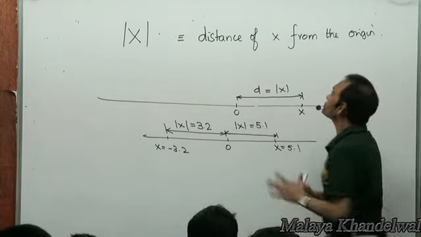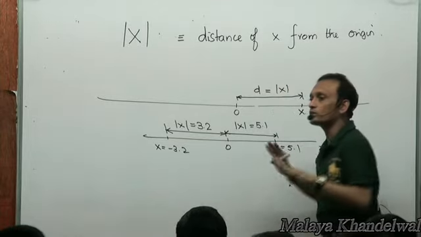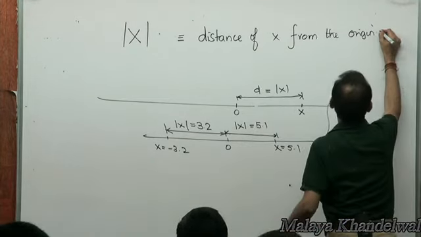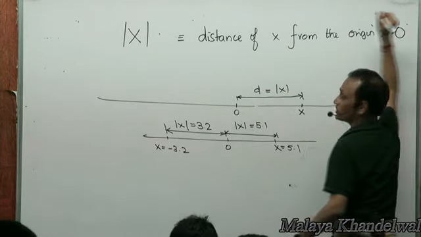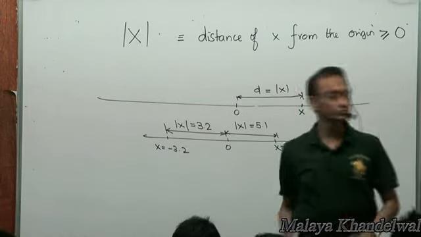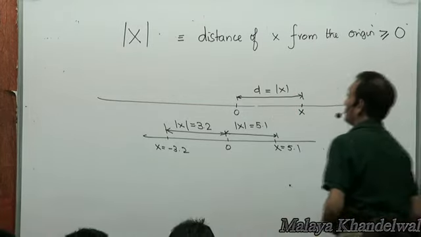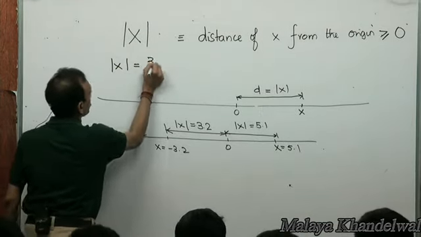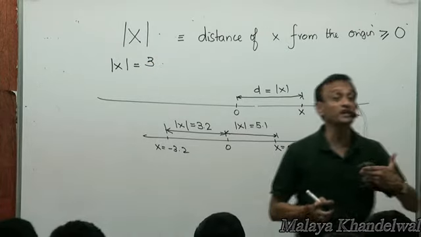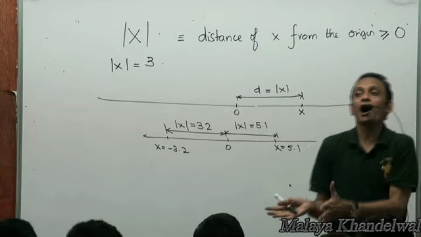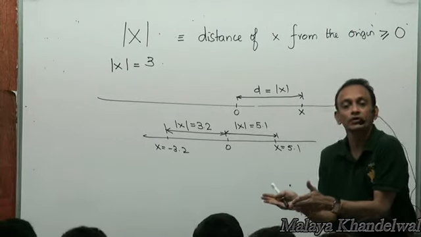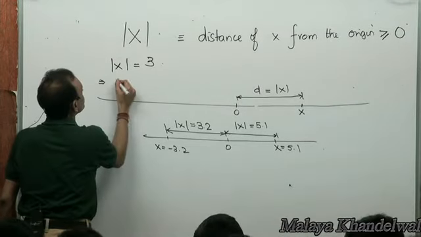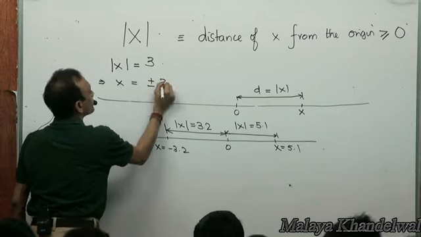One way or the other, since mod x represents distance of x from the origin, it will never be negative. It will never be a negative number. This will always be greater than or equal to 0. Yes or no? If somebody says mod x is 3, it means x is a number such that its distance from the origin is 3. How many numbers are there whose distance from the origin is 3? 2 numbers. What are they? Plus and minus 3. So this would be x equal to plus 3 and minus 3.